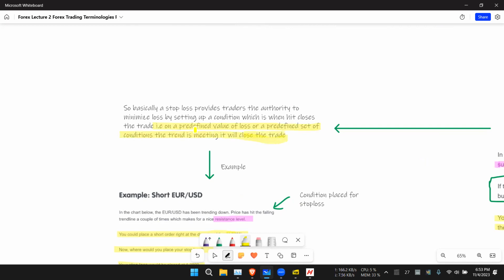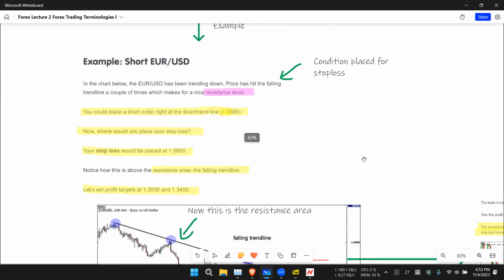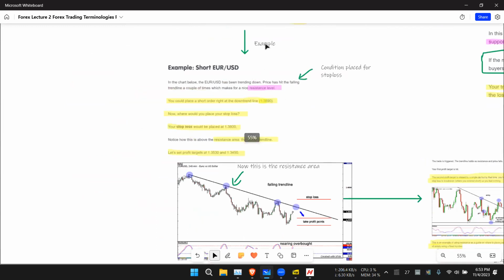This is the important part. On a predefined value, like the fixed stop loss, or a predefined set of conditions, like the strategy-based stop loss, the trend is meeting, it will close the trade. Okay. Now let's jump into a real chart example.